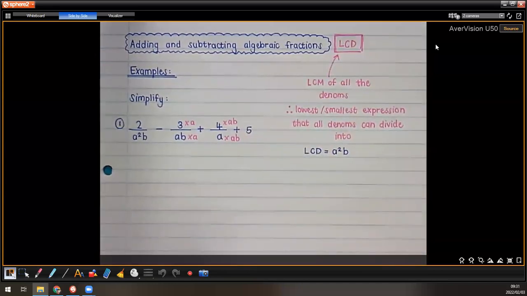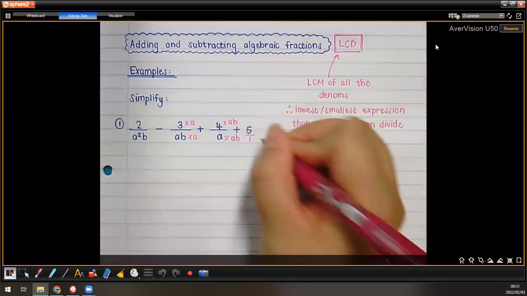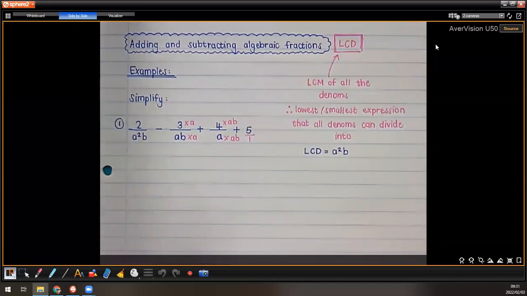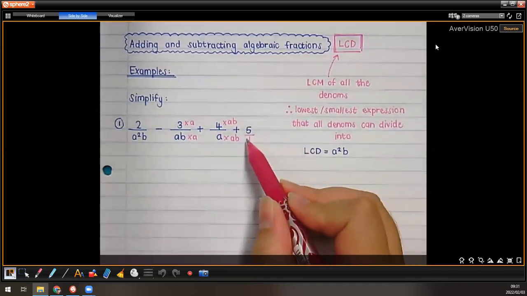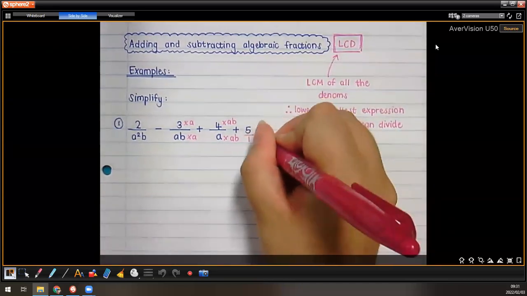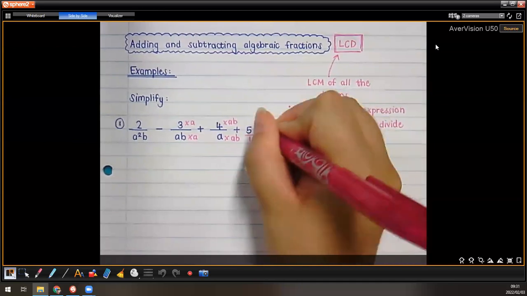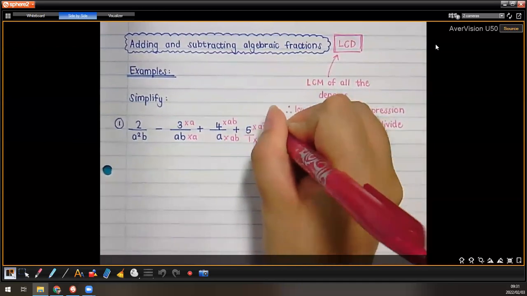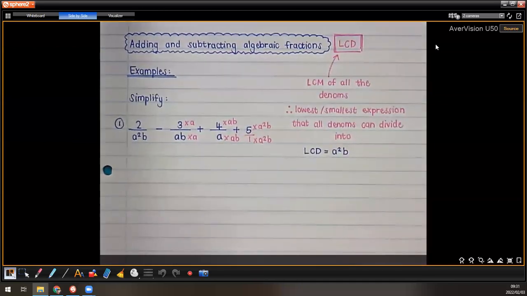Okay, the last term is not a fraction. All right, but we need to turn it into a fraction. So 5, that's the same as 5 over 1, right? So the denominator currently is 1. I need it to be A squared B. So I have to multiply it by A squared B. Then I must do the same thing at the top.